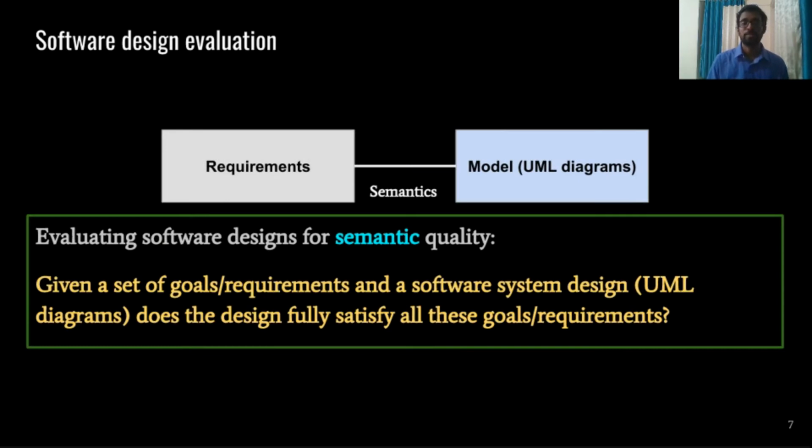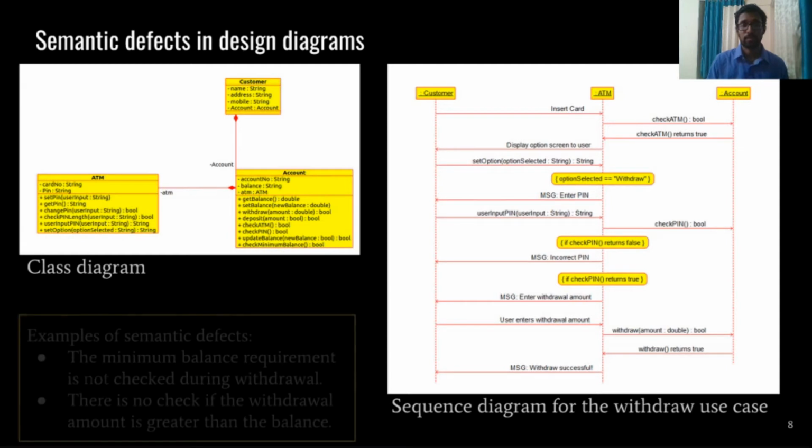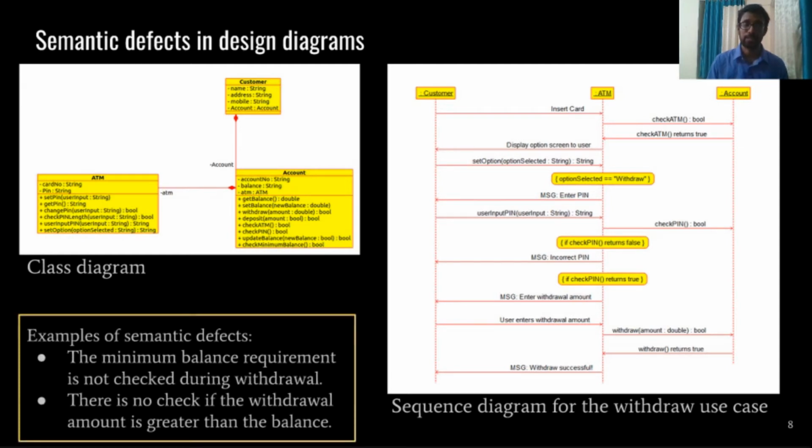We have restricted our focus to semantic quality, and by that we mean given a set of goals and requirements and a software system design, does the design fully satisfy all these goals and requirements? So for example, certain semantic defects in the ATM example could be that the minimum balance requirement is not checked during withdrawal, or there is no check if the withdrawal amount is greater than the balance.